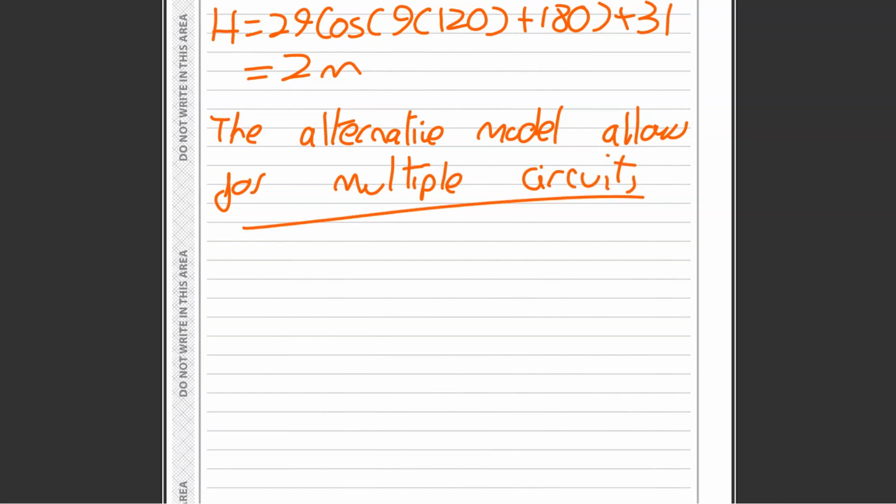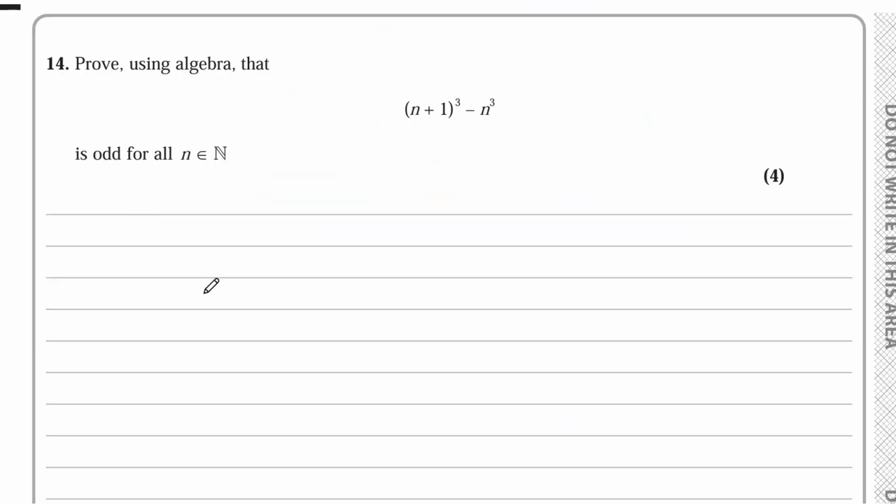Okay, so for question 14, we need to prove using algebra that n plus 1 cubed minus n cubed is odd for all n values where n are the natural numbers, and this is for 4 marks.